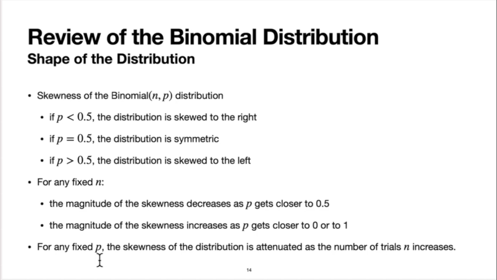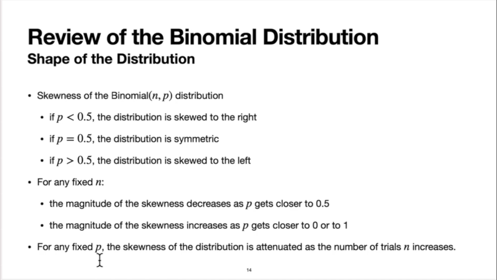On the other hand, if p is greater than 0.5, we know that the distribution is skewed to the left, but as the number of trials increases, again, that skewness is going to be attenuated. It's going to get closer and closer to 0. It's going to look less and less skewed, more and more symmetric. And then finally, if p is equal to 0.5, for any value of n the distribution is symmetric. So the skewness coefficient is not going to change in that case.